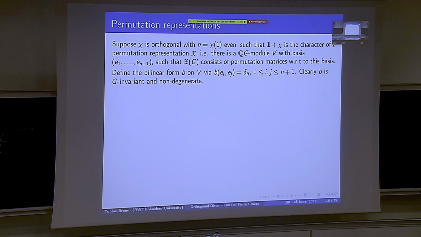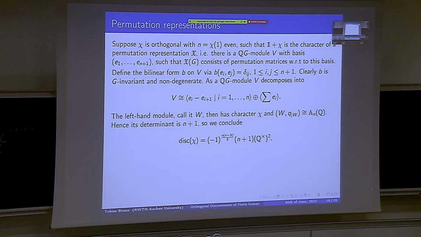So now we have an orthogonal representation with character 1 plus chi. Now we can decompose this into two submodules. The left one we will call W, and the right one is just the sum of all elements. And clearly, G also acts on this one. It acts in a trivial way because you take the sum of all basis elements, and because the group permutes these, you get a trivial action here.